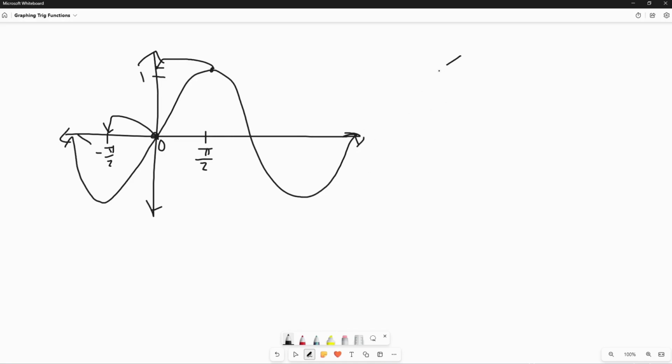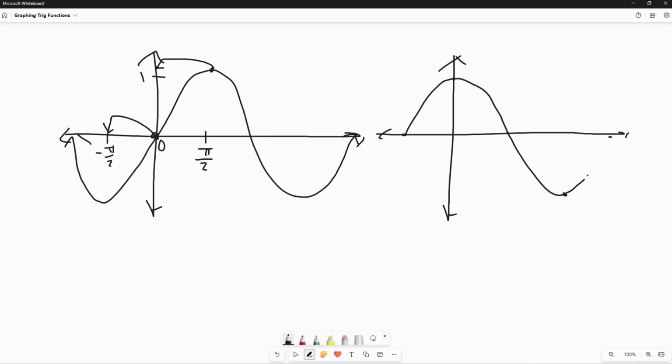So let's draw that, just really roughly. We can draw this point being shifted over here and everything else being shifted over. It's going to look like this, where this is 0, 1, negative pi over 2, 0, pi over 2, 0, and so on. So this is a cosine function.